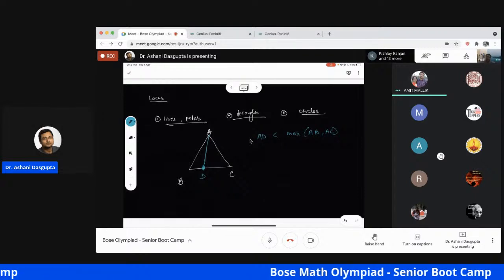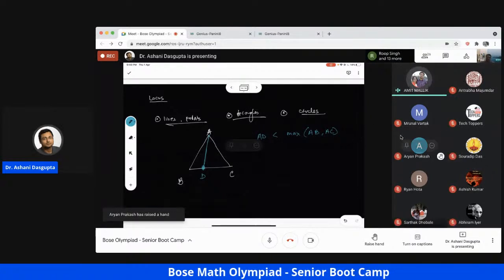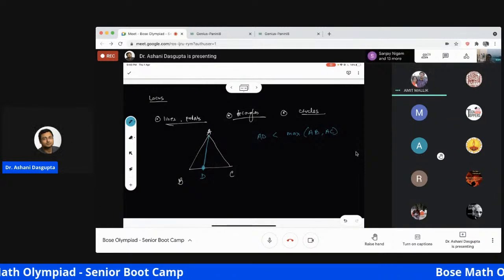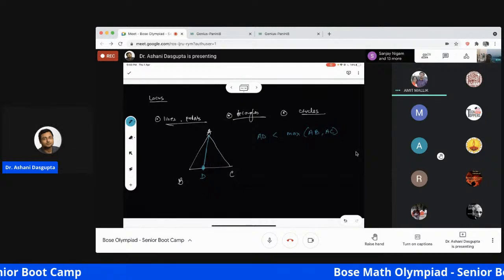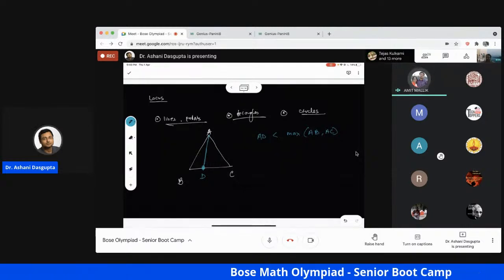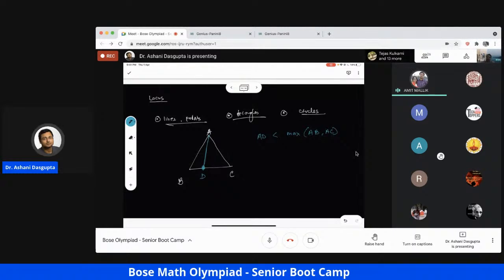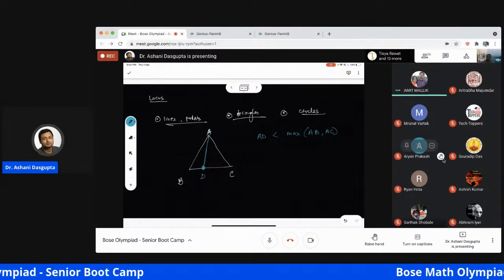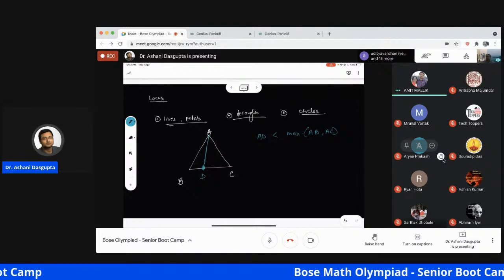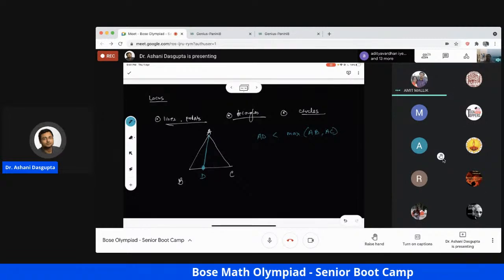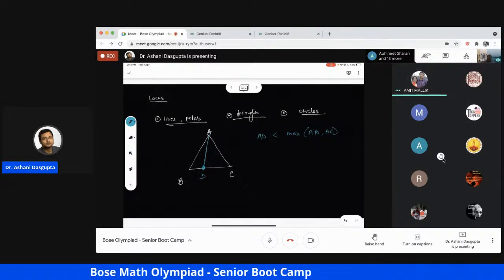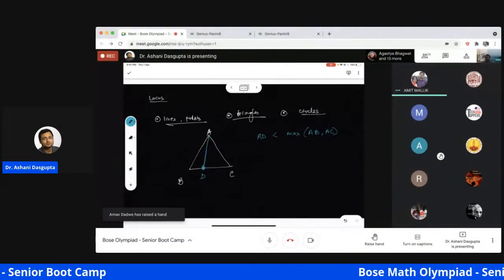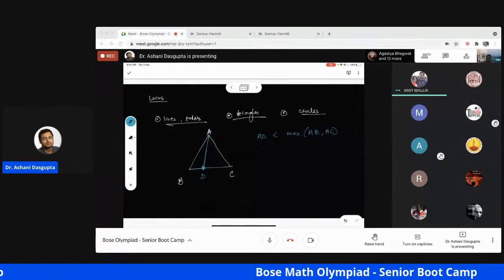So you have a line segment AD. I did not understand what you said actually right now. Interior of the triangle. Okay, where is AD? In the interior. That's what I said. Okay. All right. So the question is, how can we show that AD is less than the maximum of AB and AC? That is one question that we can try to look at.